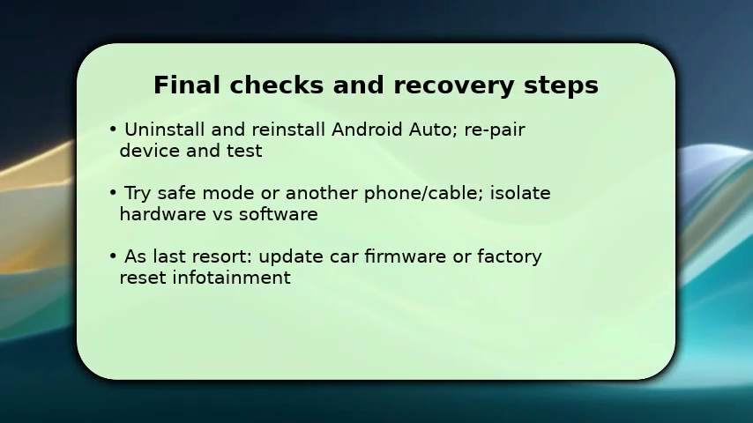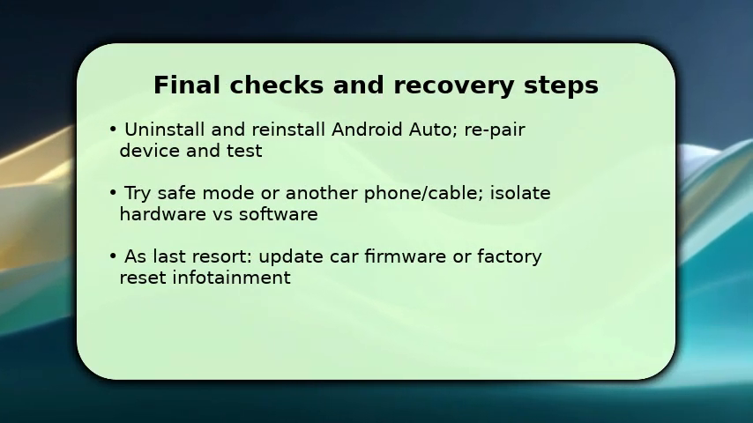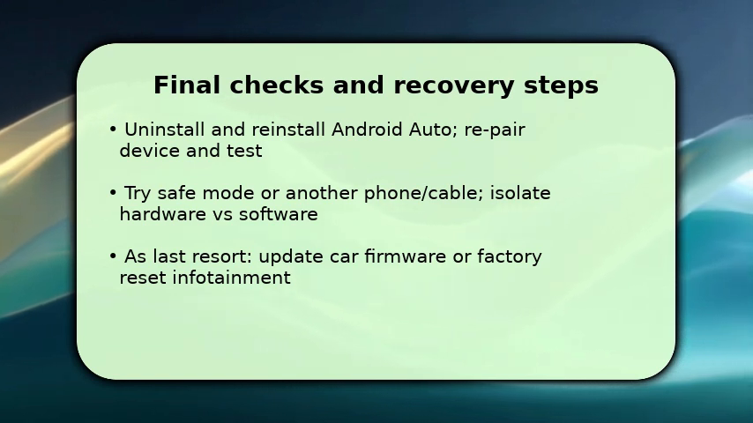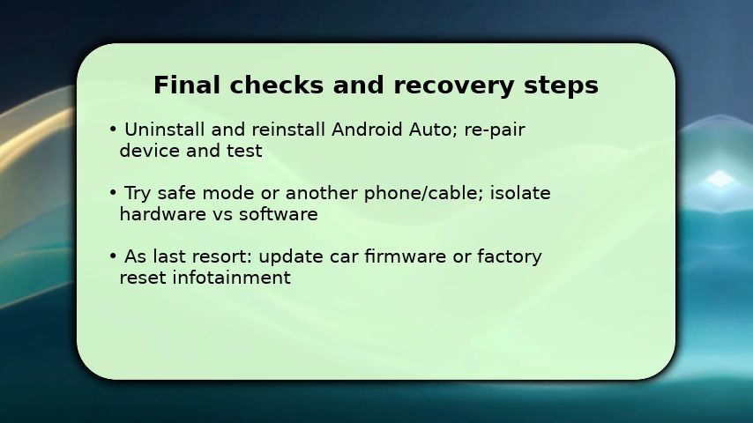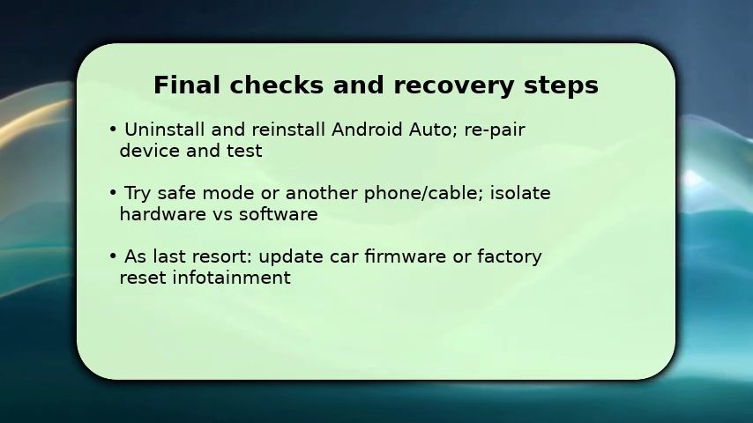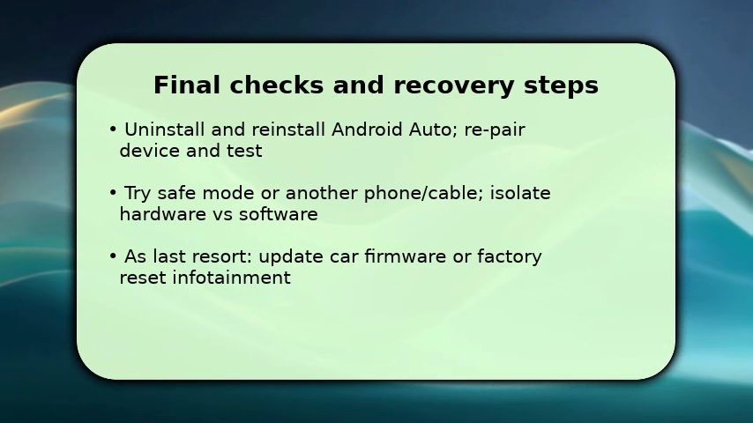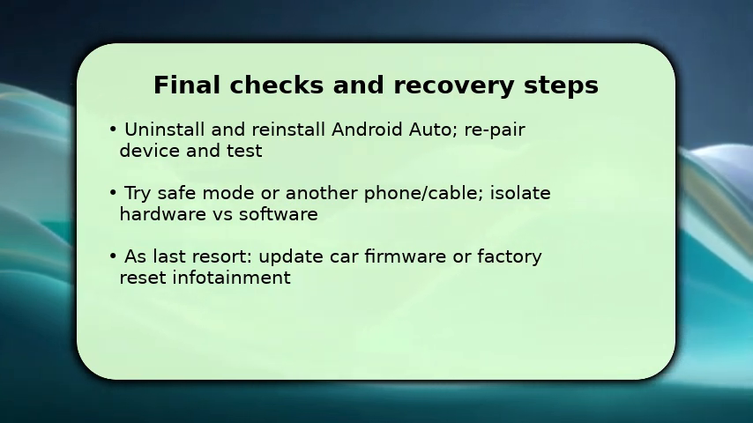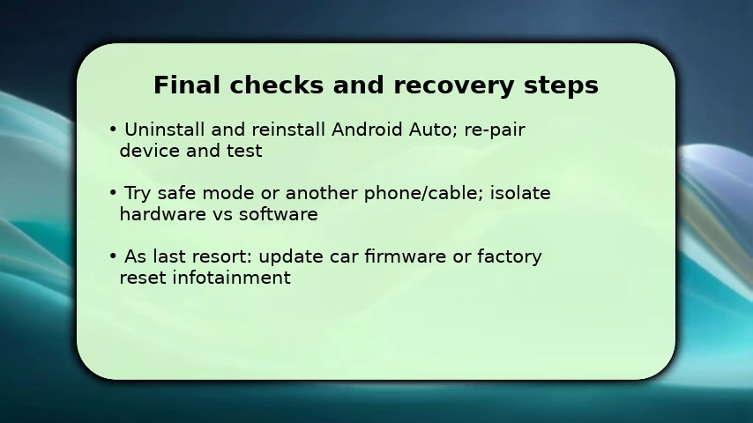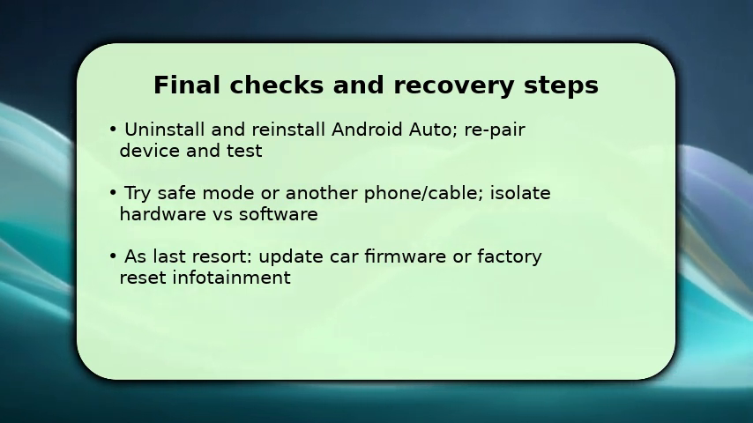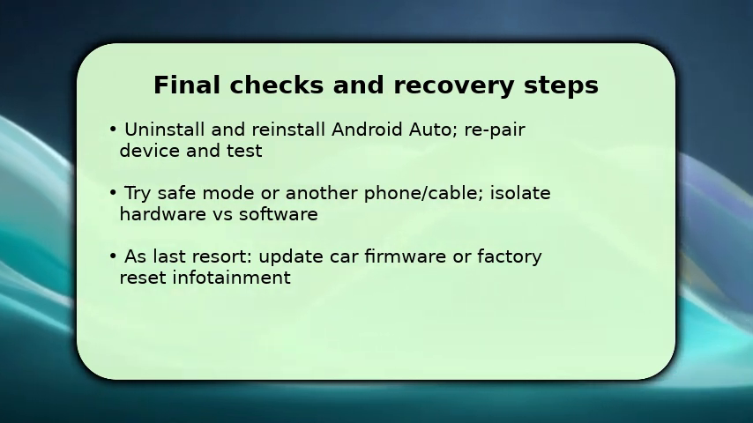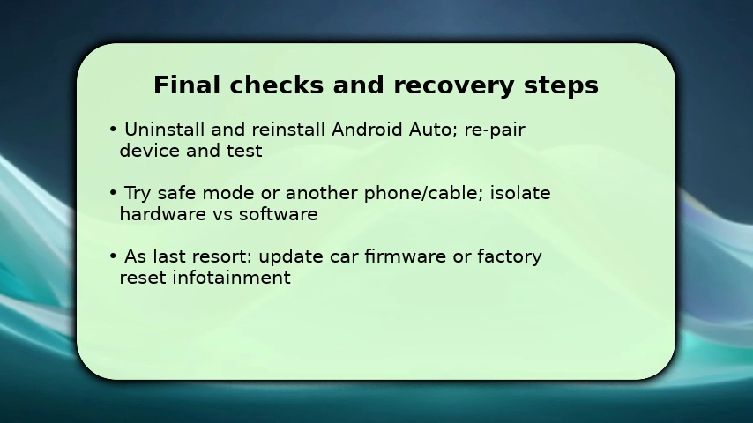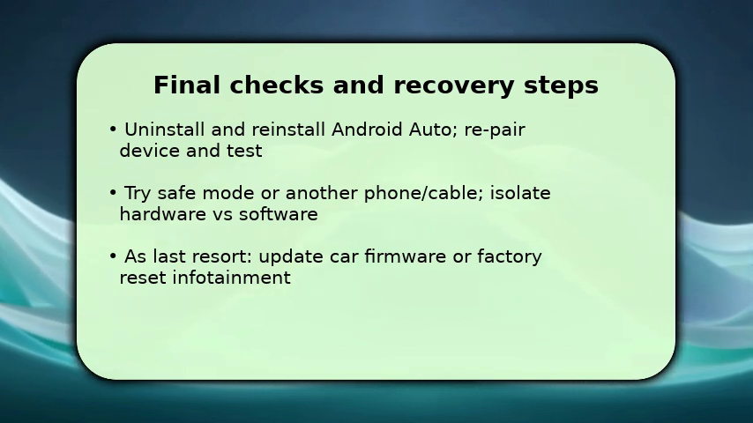You finish by isolating and resolving persistent causes. Uninstall and reinstall Android Auto, then repair your phone to the car. A fresh install often removes stubborn corruption. If the problem continues, boot the phone into safe mode or test with another phone and cable to determine whether the issue is hardware or software. If hardware is ruled out, update your car's infotainment firmware or perform a factory reset on the head unit. If restarts still occur, check the vehicle's USB power supply and contact dealer support.